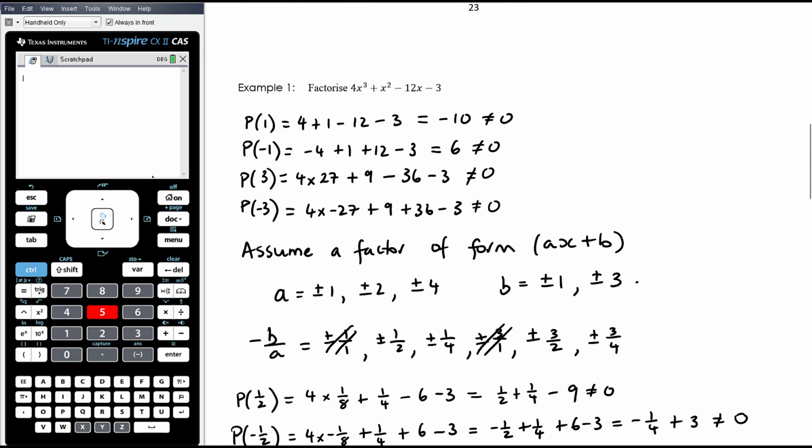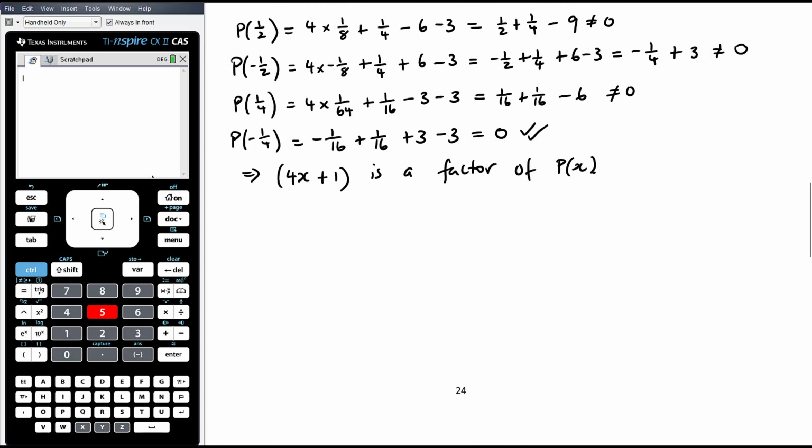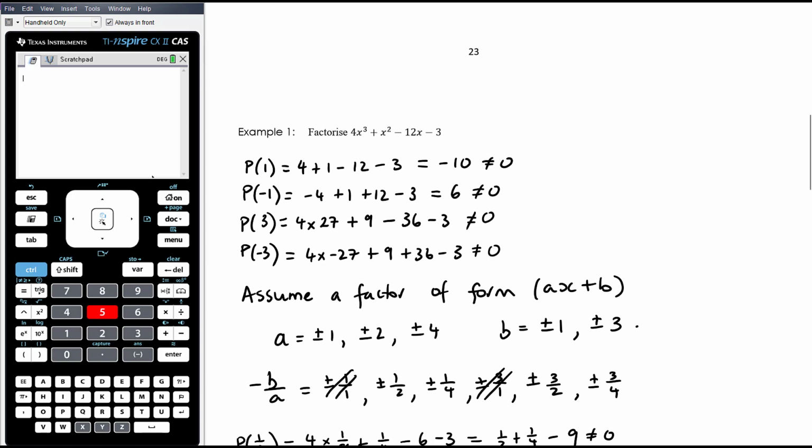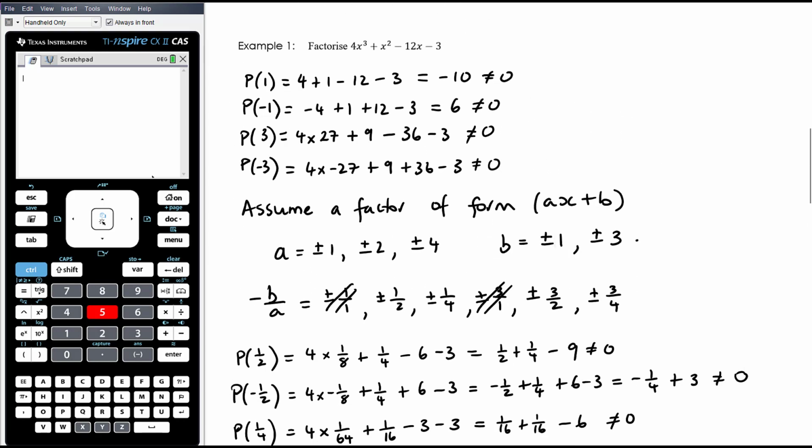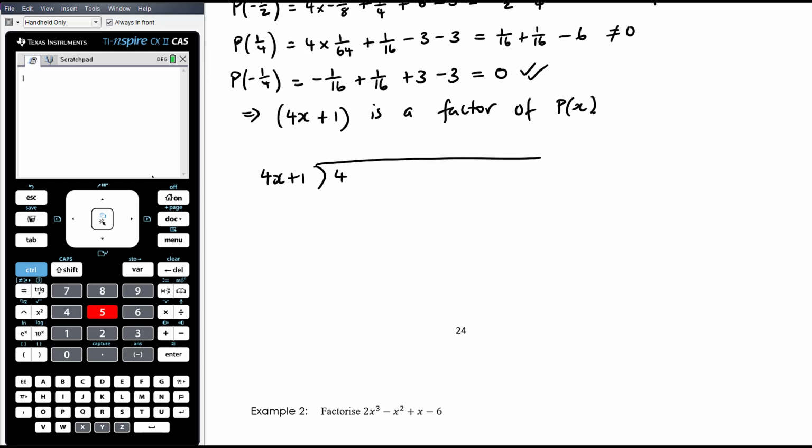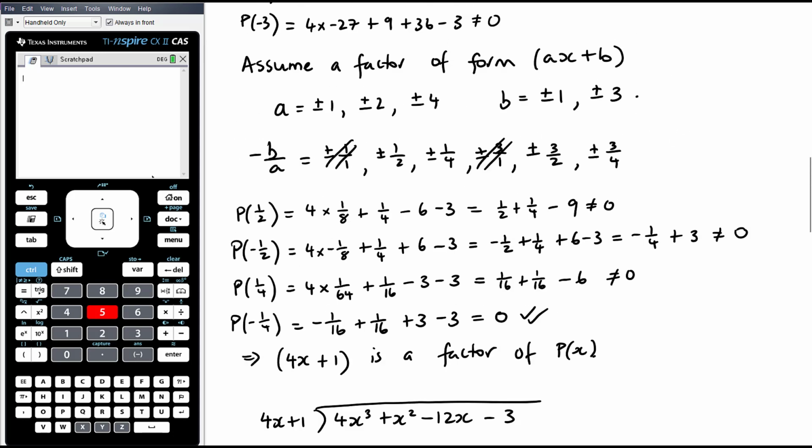Okay, so now we can divide that in. So we're going to divide 4x plus 1 into our polynomial, which is 4x cubed plus x squared minus 12x minus 3. Just check it was that.